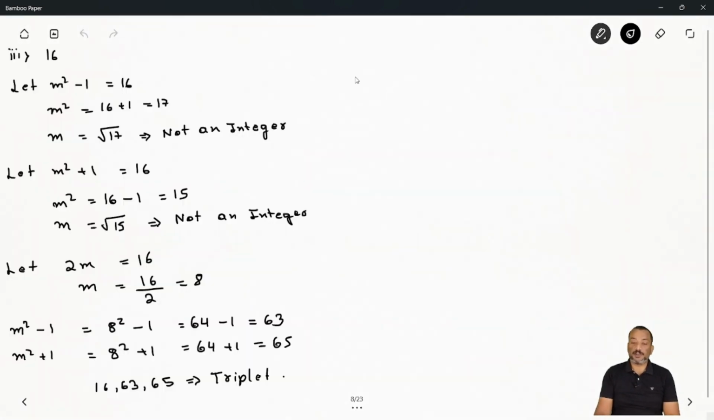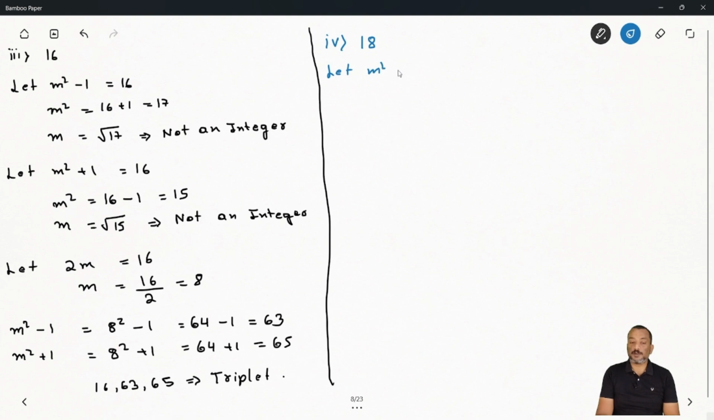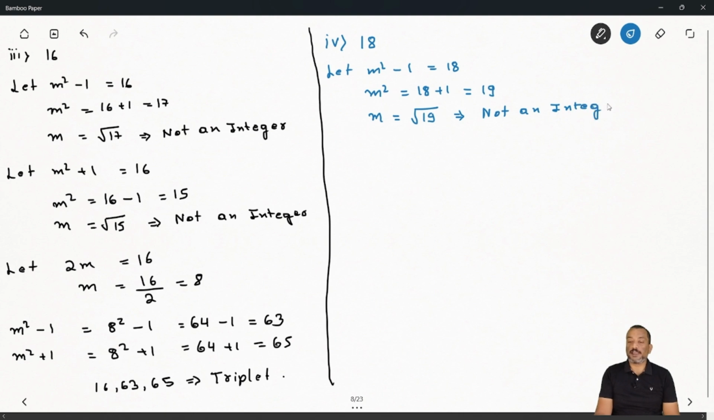So we will try with the fourth question. So same way here we can do the fourth question also. So we will consider 18. So we can say let m square minus 1 is equal to 18. So we can say m square is equal to how much? 18 plus 1. So you will get 19. And now after that you can say m is equal to what? Square root 19. So again it is not an integer. So we will not consider that one.